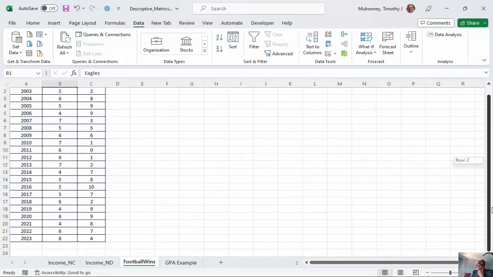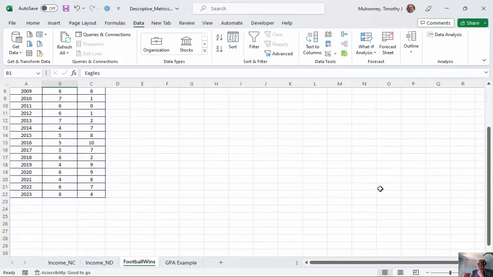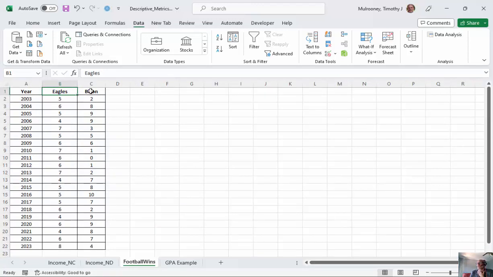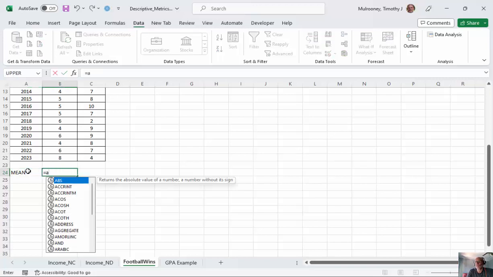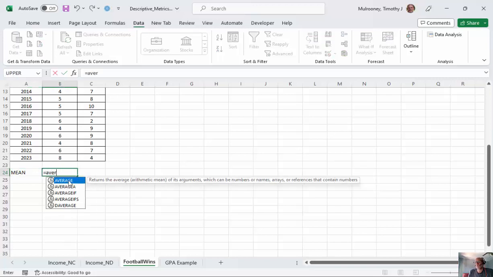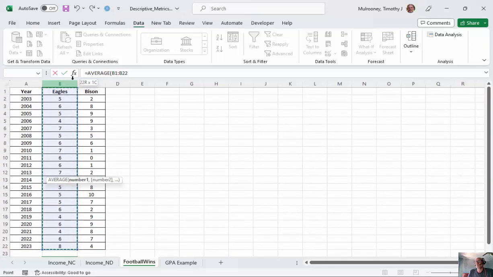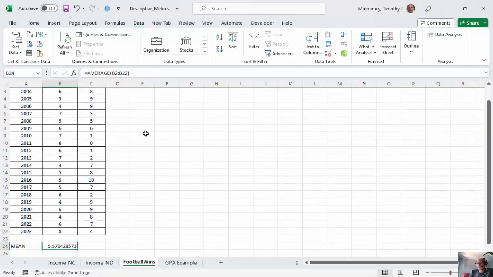And then another example that we have here is that I've got some football wins for the Eagles versus the Bison, and you can see the number of wins here throughout the last 20 years. So we got 2, 8, 9, 9, 3, 6. But real quickly, I'm going to calculate the mean for these. So I'm going to calculate equals the average. And now I can drag these across, representing each row.